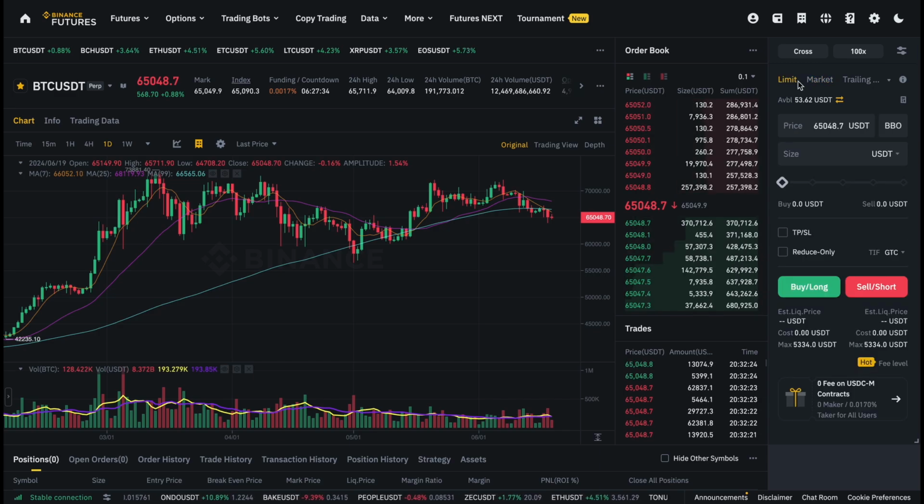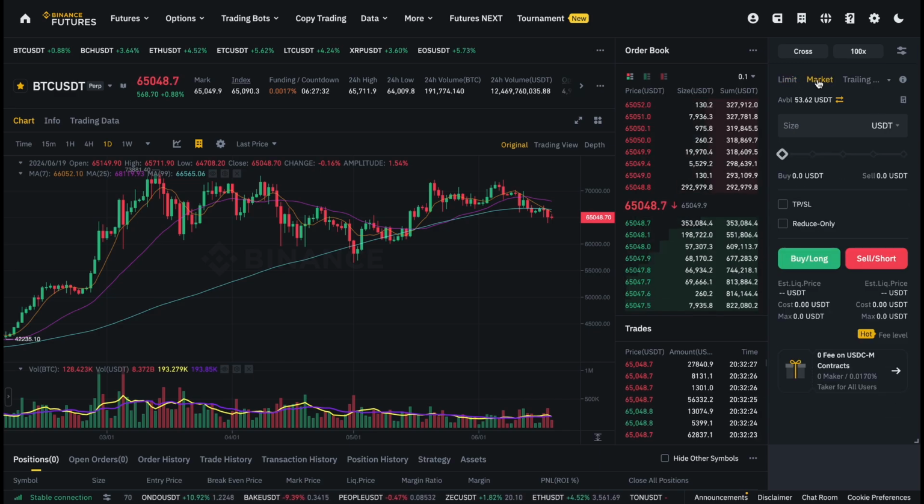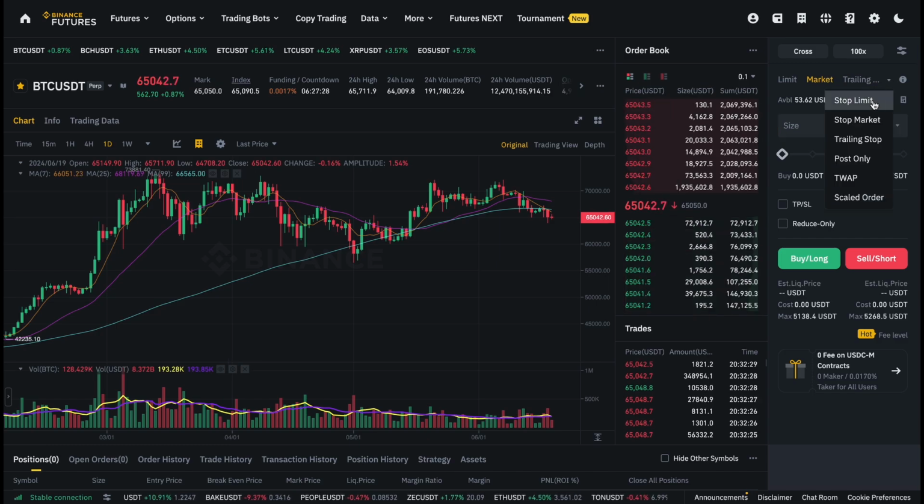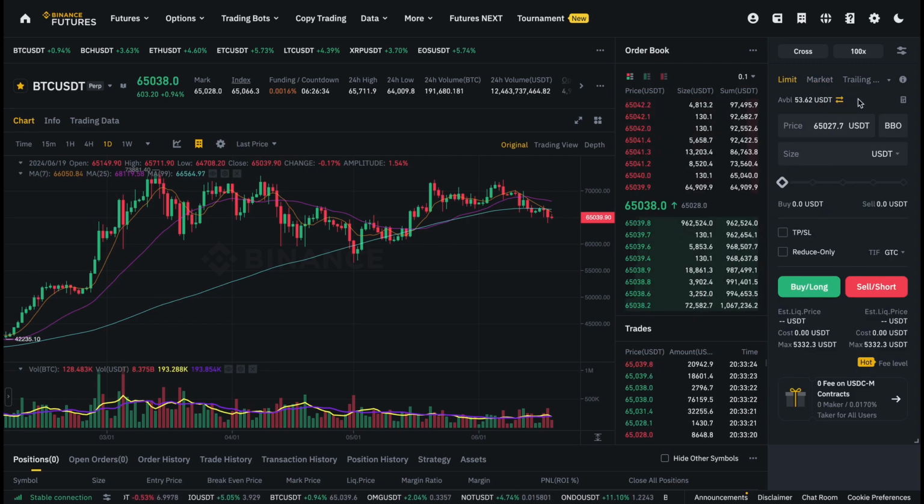Limit is when you want to buy at a certain price. Market is when you want to buy instantaneously. Stop limit is where you put a stop price, and when the price is triggered, the limit order is triggered. This is the available coins in your futures wallet.